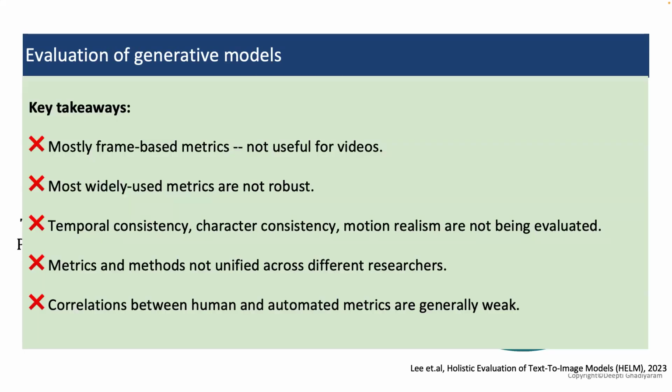The key takeaways would be, most of the metrics that are being used by the papers are frame-based metrics, so they don't necessarily transfer well for videos. These metrics are not robust. We've seen how brittle some of these metrics are, CLIP or inception score or FVD. Most of these metrics are missing aspects such as measurement of temporal consistency or character consistency, all of which are extremely important for measurement.